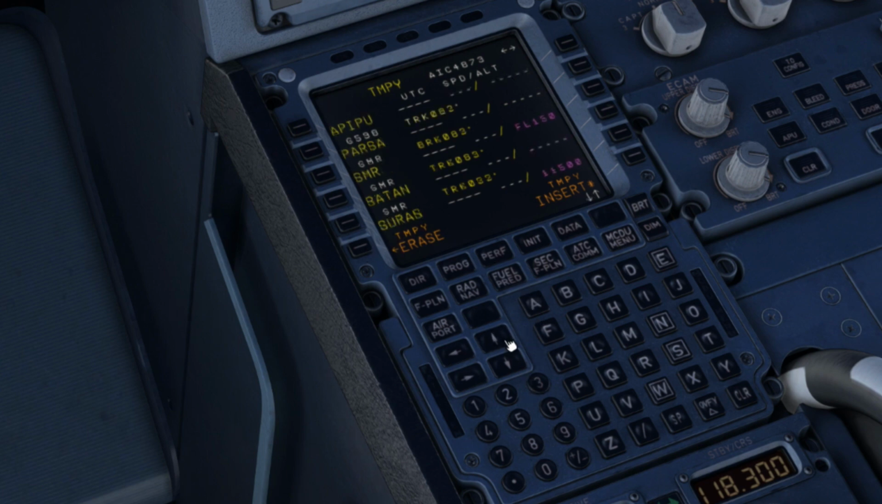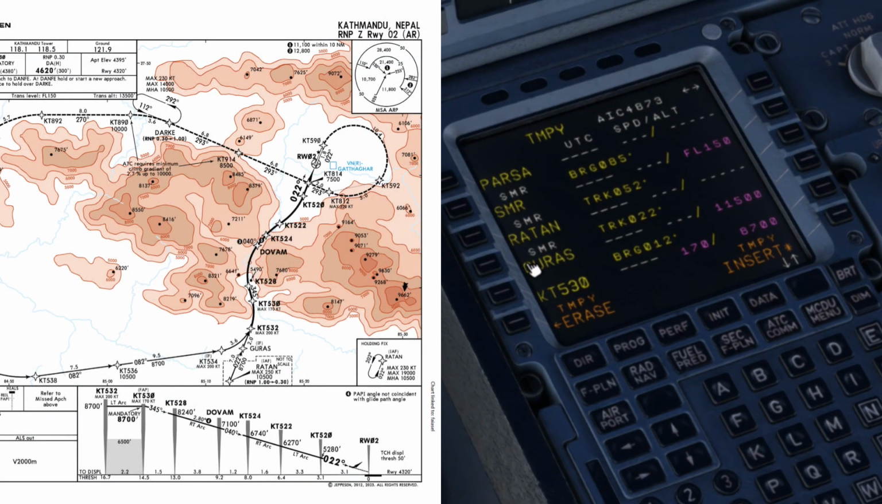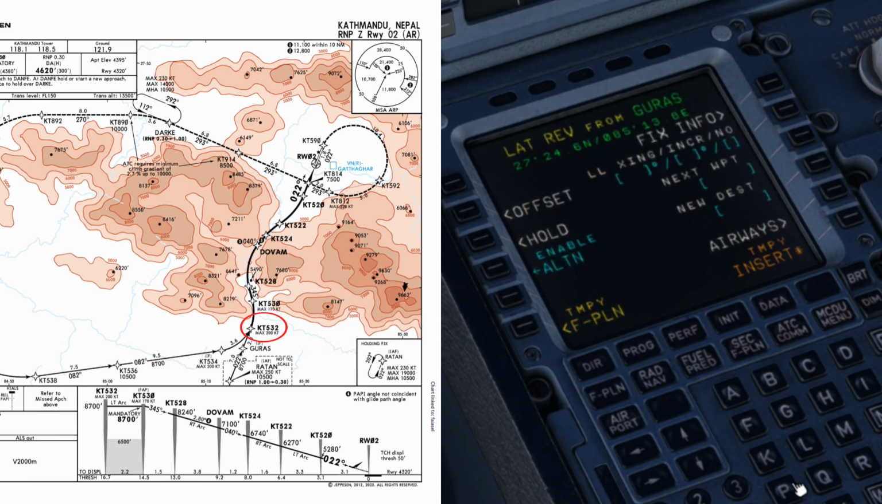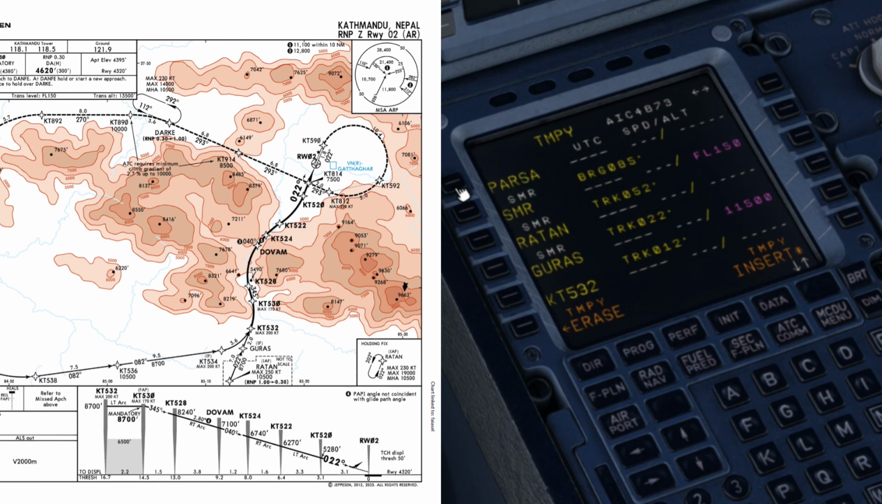Just have a look at the temporary plan. Okay, so after SMR we'll be going directly to Raytown and Goras. Should be going to Kilo Tango 532, so let's just put this manually. Kilo Tango 532 to the next waypoint. Yeah, this is the one.